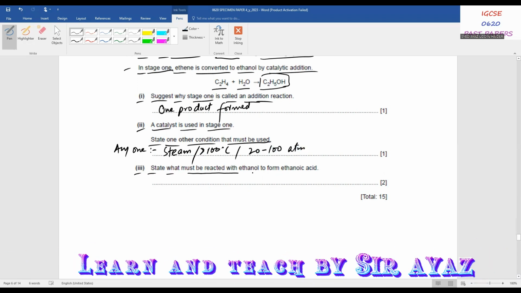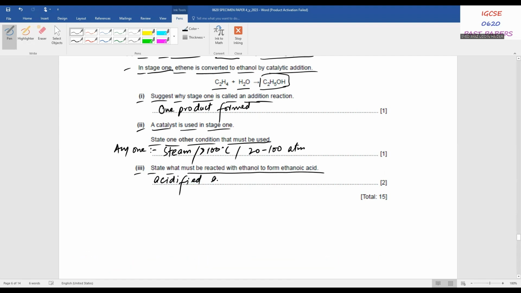State what must be reacted with ethanol to form ethanoic acid. It's an oxidation reaction, so you have an oxidizing agent: acidified aqueous potassium manganate.